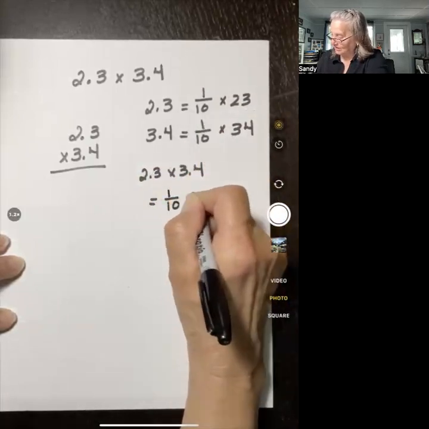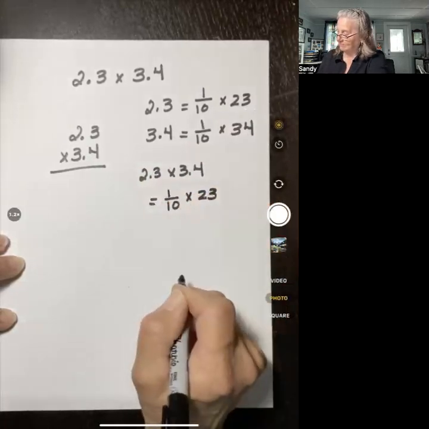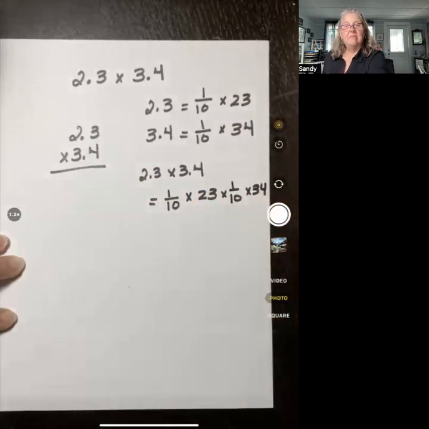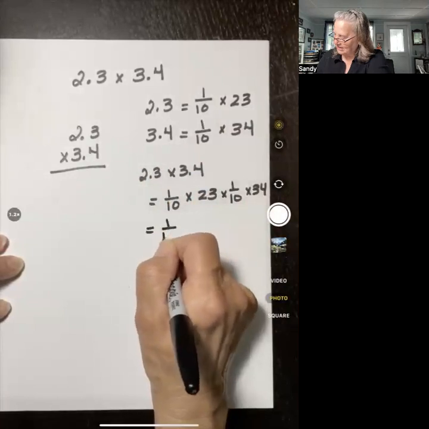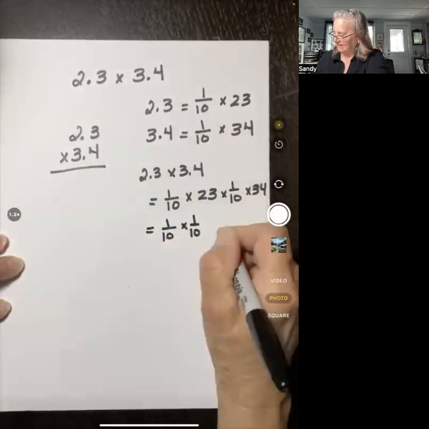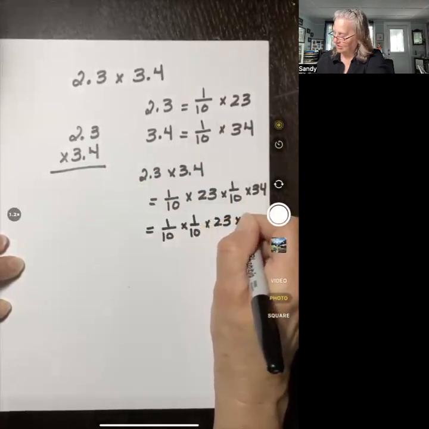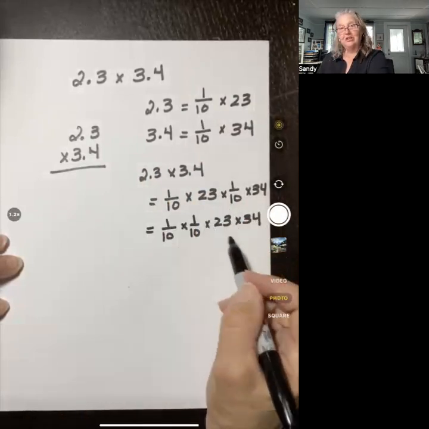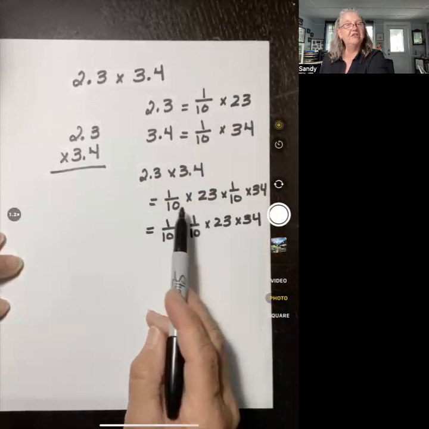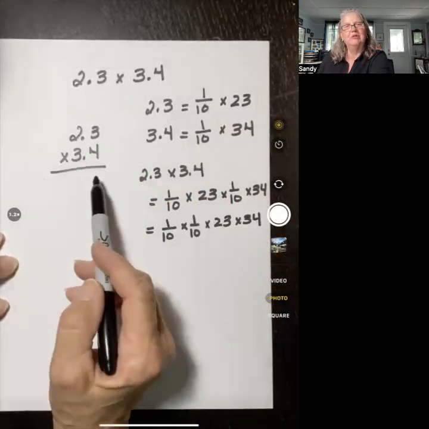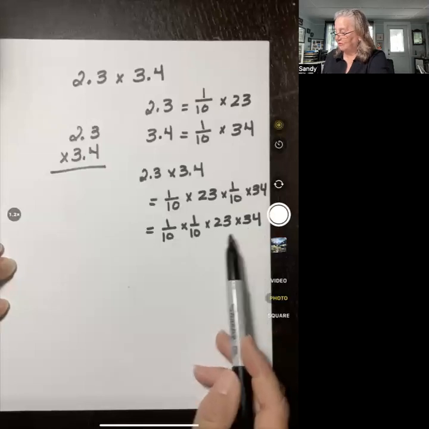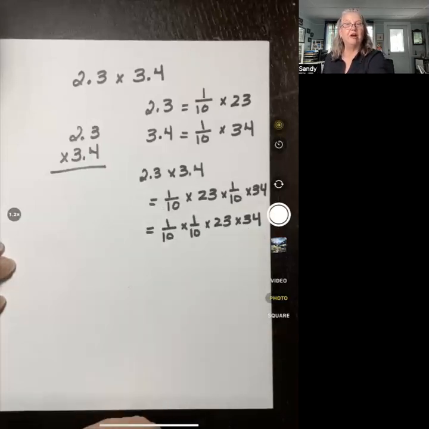I could think of this as 1/10, right? 1/10. And multiplication, I can switch the order. It's commutative, right? So I could think of this as 1/10 times 1/10 times 23 times 34. I could do this product first and then come back and take 1/100th of it. That's what they were telling us to do when we were doing this multiplication, is I could think of this as 23 times 34 and then come back and take 1/100th of that product.